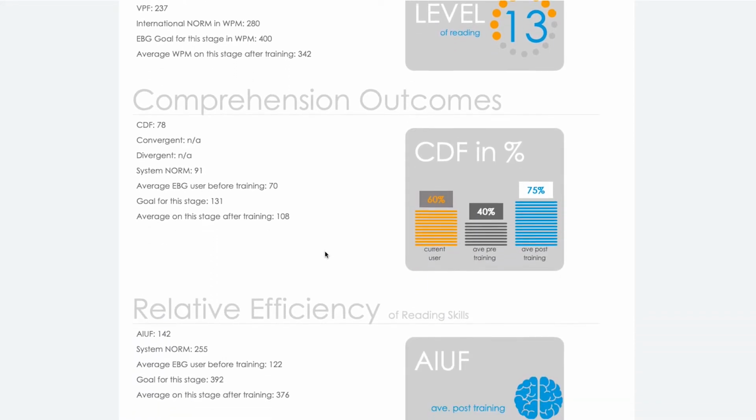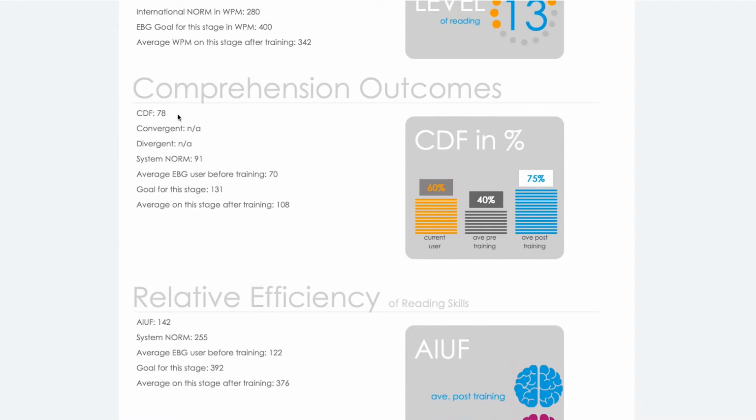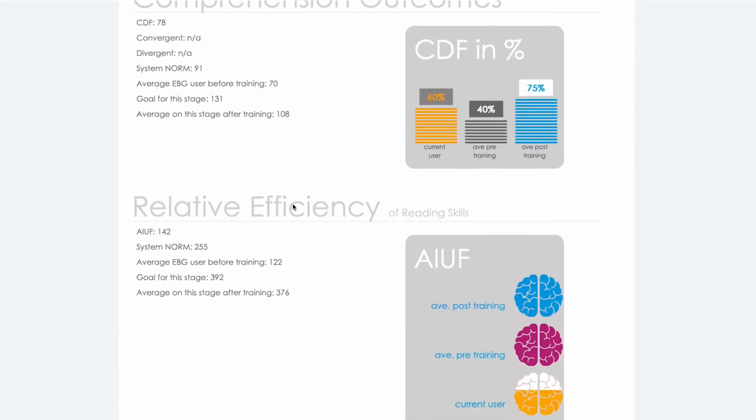The comprehension outcome, just two more areas that we're looking at. Comprehension, we evaluate in higher order and lower order thinking skills, which is convergent or divergent. And you can see there the system norm is 91, the CDF is 78, and this student is in a level where the average users reached 70% before, and you can see the goal is 131, and they achieve 108 after they've completed their training.